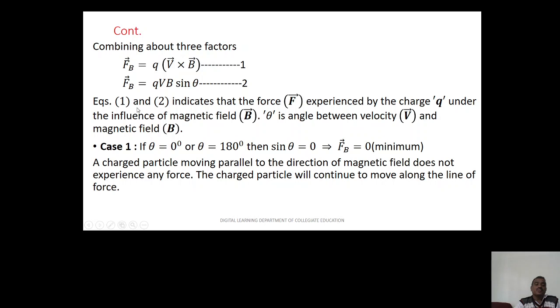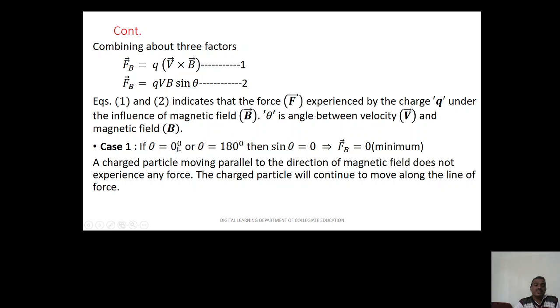So this equation indicates the force experienced by the charge under the influence of a magnetic field, and theta is the angle between the velocity and the magnetic field. So we got this equation, F_B is equal to QvB sin theta.